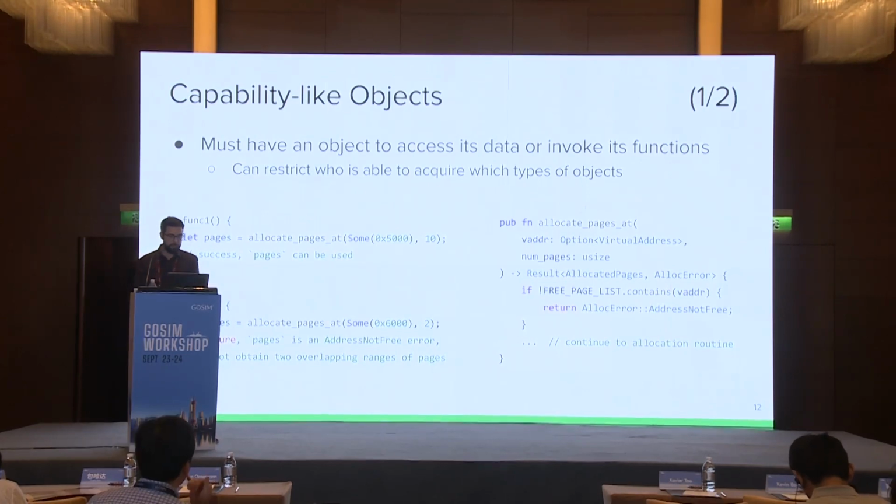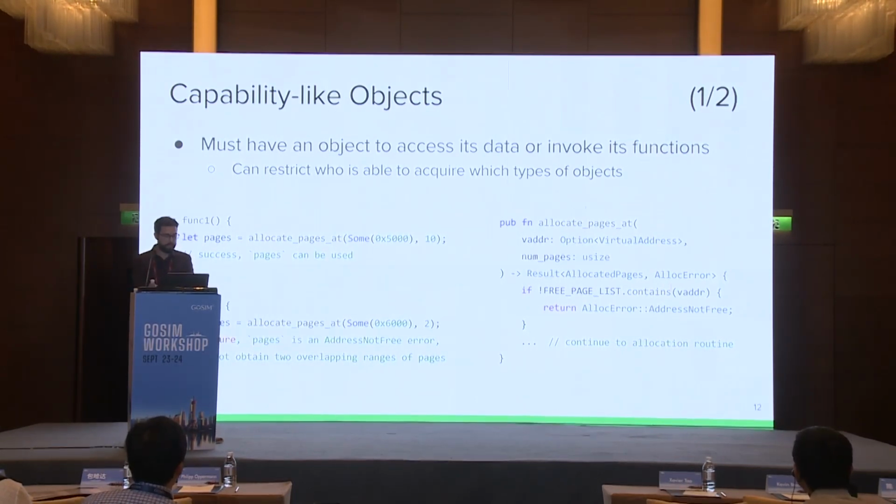The second thing is capability-like objects, right? So in the same manner as what I just described, let's say that we have an application function, like func1 here, which is allocating some pages. If and only if that function returns a successful result can you actually use the pages, right? So that gives you the capability, the unique ability to access those pages.